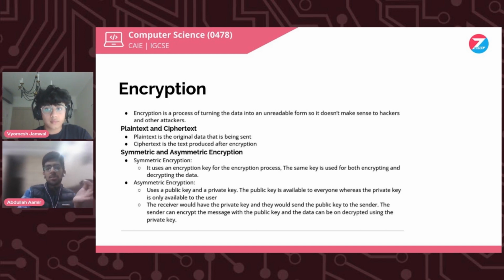And the encryption key, the same key is used for encrypting and decrypting the data. Symmetric is pretty simple, but asymmetric is a bit more complicated and it's more secure. So it uses a public key and a private key.